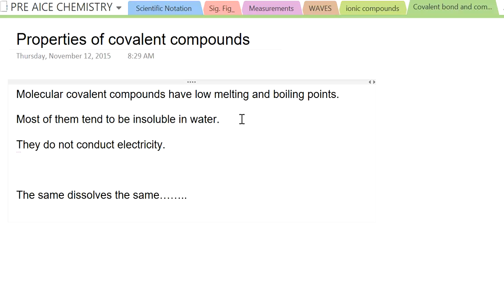Okay? Now, those are the most important properties of the covalent compounds. We are going to talk now about the giant covalent compounds. So I'm going to finish this and put it in another video.